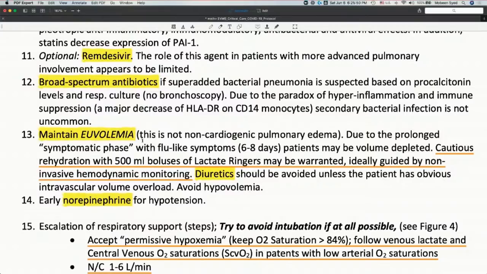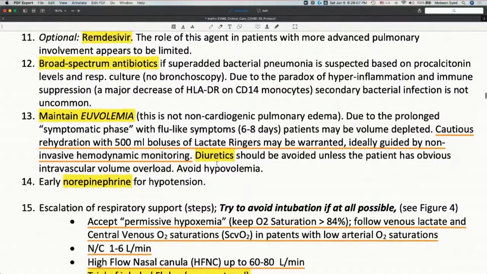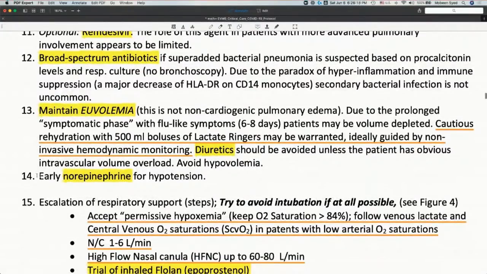Due to the prolonged symptomatic phase with flu-like symptoms, the patient may be volume depleted. Cautious rehydration with a 500 milliliter bolus of lactated Ringer's may be warranted, ideally guided by non-invasive hemodynamic monitoring. Diuretics should be avoided unless the patient has obvious intravascular volume overload. Make sense? And finally, early norepinephrine for hypotension.